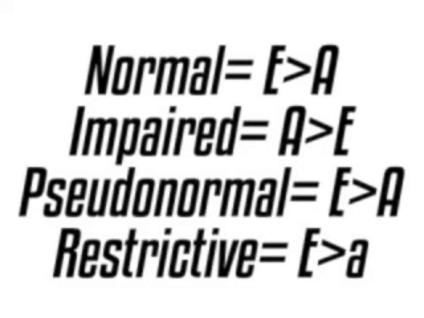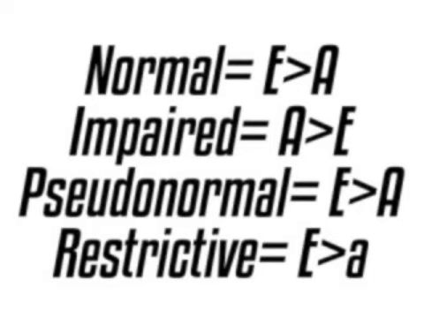If you have impaired relaxation, what does that look like? Right, A greater than E. And then after that, if it gets even worse, you get back to this pseudo-normal appearance, which is the E greater than the A again. And then worst of all is a restrictive pattern, which is E much greater than a tiny little A. So the progression goes normal, E greater than A, impaired, A greater than E, pseudo-normal, E back greater than A, and restrictive, E much bigger than A. Now, if you didn't understand those concepts, go back, listen again.